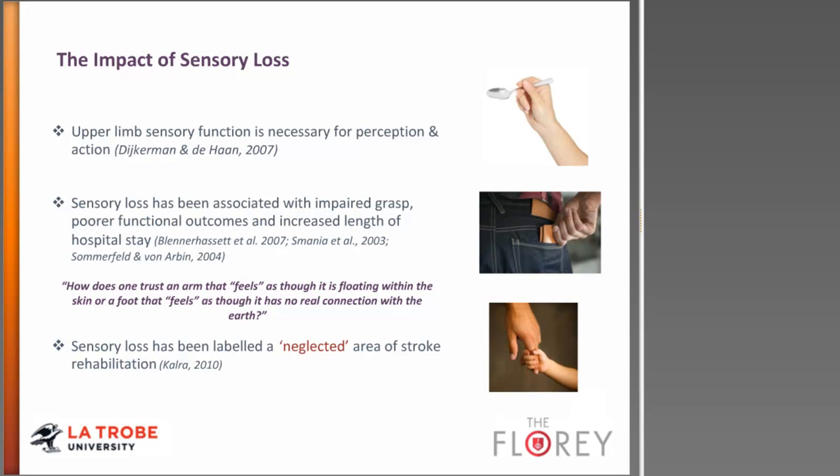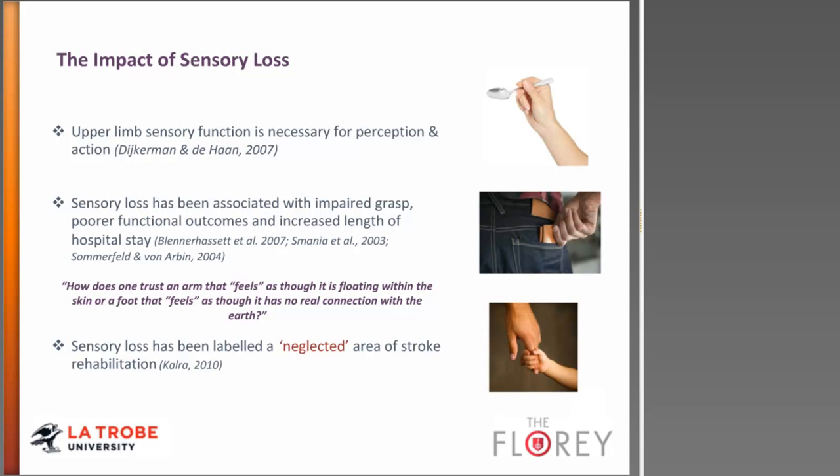Impairments of somatosensation have a spectrum of severity and have been associated with impaired grasp and manipulation of objects, and with poorer functional outcomes. Those with somatosensory loss have an increased risk of falls, and they also have been shown to have an increased length of hospital stay. And one of the qualitative comments that represents the experience of someone with somatosensory loss, this quote here, describes someone who states, "How does one trust an arm that feels as though it's floating within the skin, or a foot that feels as though it has no real connection with the earth?"